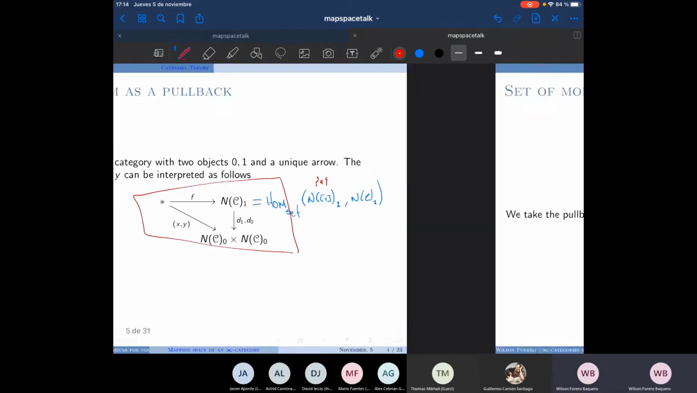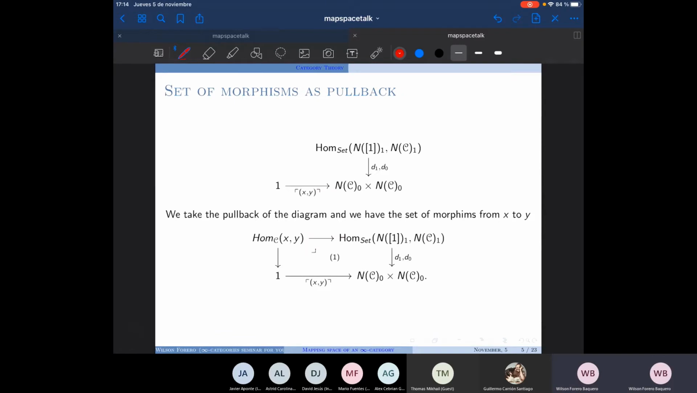Now we did it only for one arrow. If we want to do it for all the possible arrows from X to Y, we have to consider the following diagram, the red box. If we take the pullback, we have that the pullback is the hom set from X to Y. So please remember this number 1. So this is the basic idea: how we can construct the set of morphisms as a pullback.